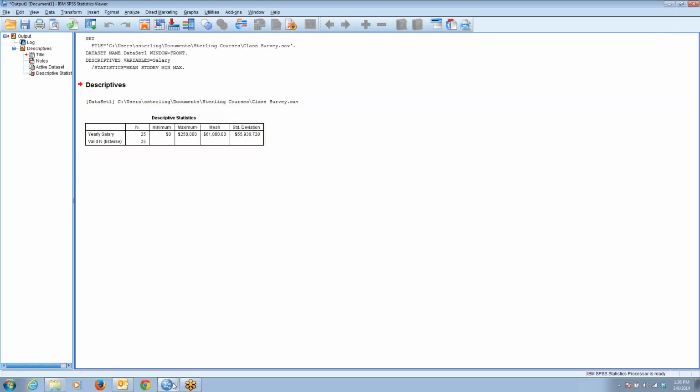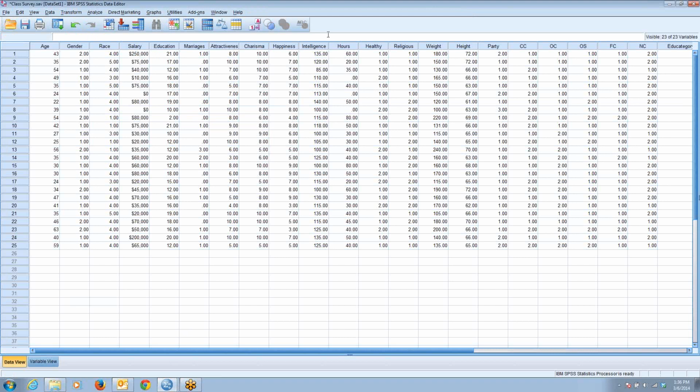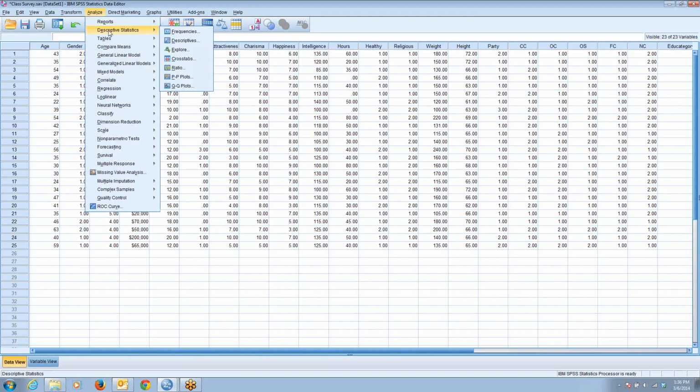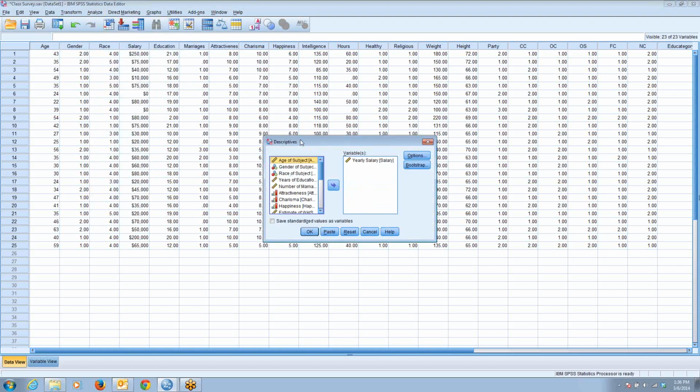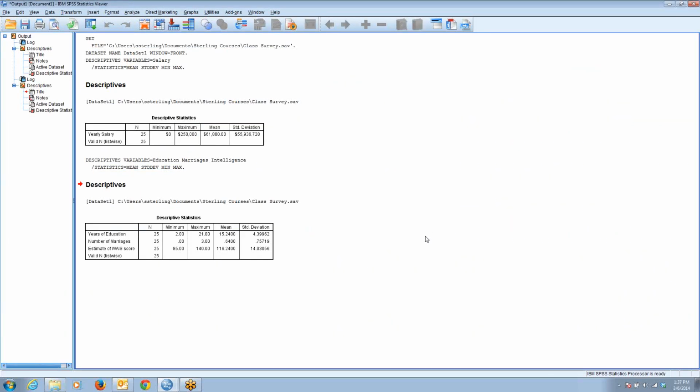Okay, now this is output, so we're going to want to go back to this picture. I'll show you how to get a few of these on at once. Let's do years of education and number of marriages and estimate of weight, and just click on OK. Now what we have is, you can see that in our sample, the years of education, the most uneducated person only had 2 years of education, whereas the maximum was 21, which, if you think about it, that person has probably a PhD.